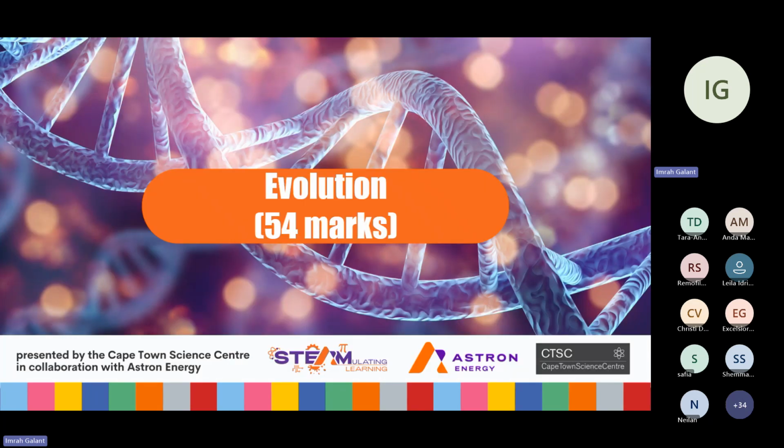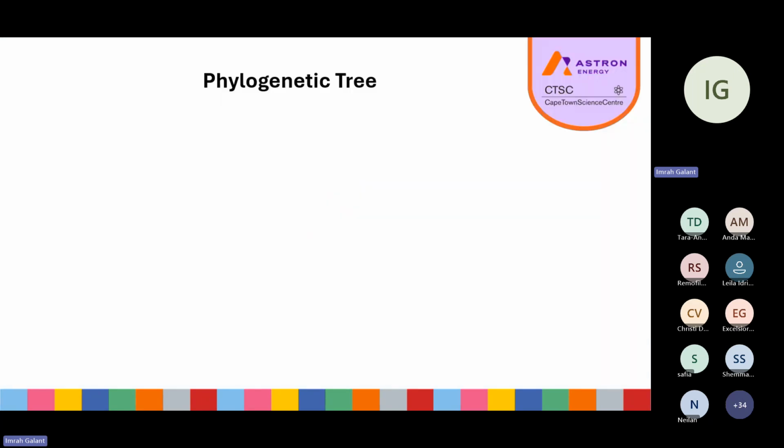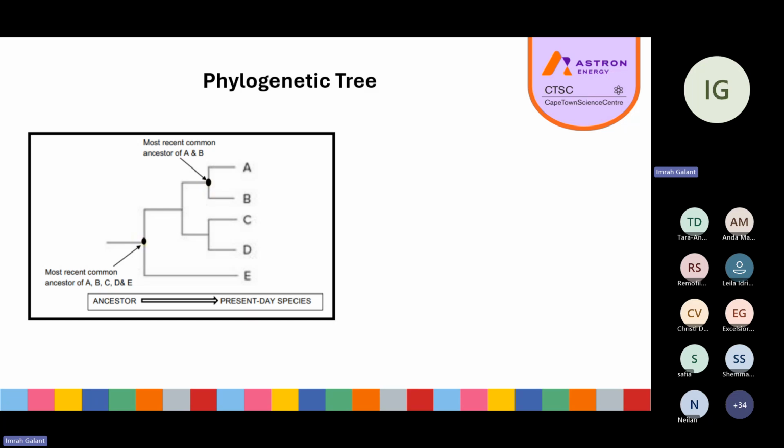That is going to be evolution, and that's also one of the bulky parts of the paper, and that accounts for 54 marks. Okay, so what we're going to do is just do a bit of a recap on phylogenetic trees just to explain how they work. So we have your phylogenetic tree. At the start of the tree is your ancestor, and as you move towards the end of your phylogenetic tree, you have your present day species.